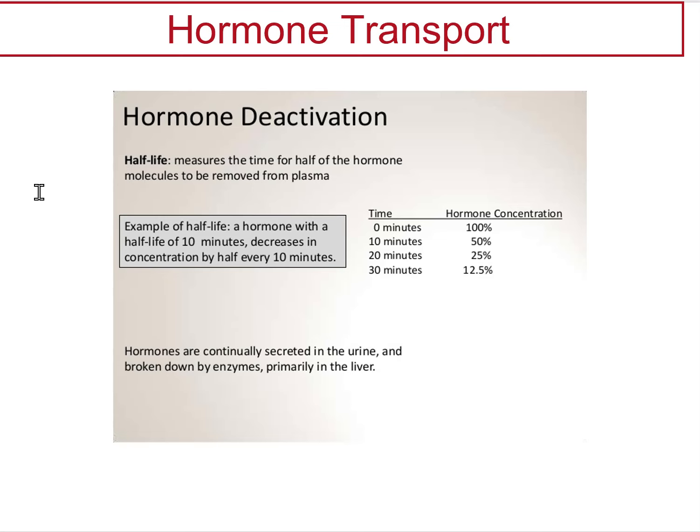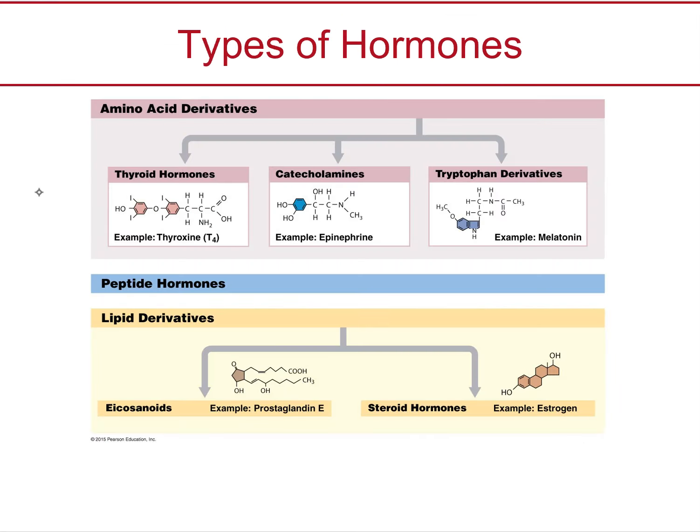You don't have to memorize this, and I'm not going to make you do the math on it, but basically the half-life is just the time for half of the hormone to be removed. So if a hormone has a longer half-life, it's going to stick around in your body longer than if it has a shorter half-life. Okay, so hormones are generally categorized into two types.